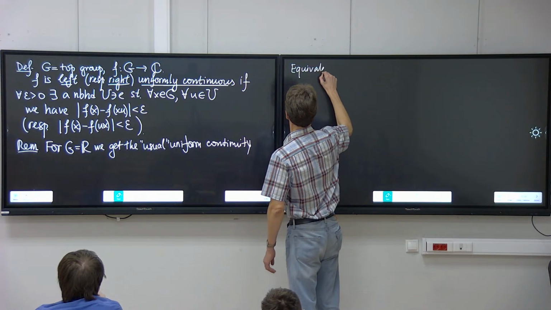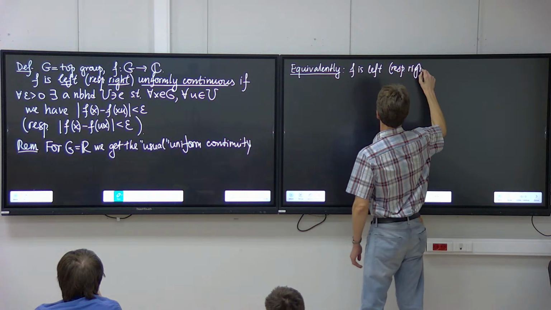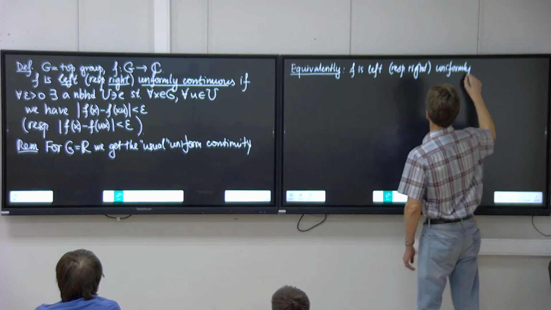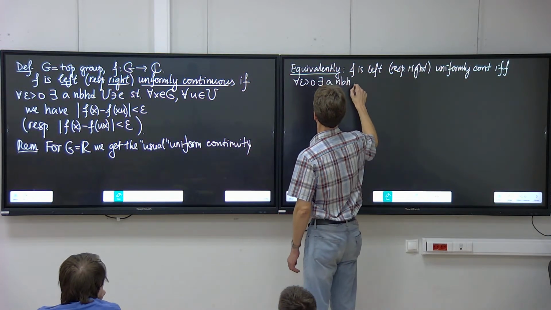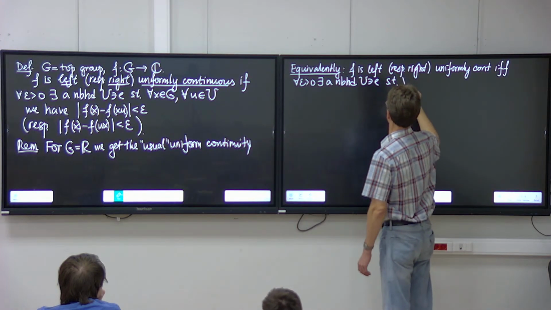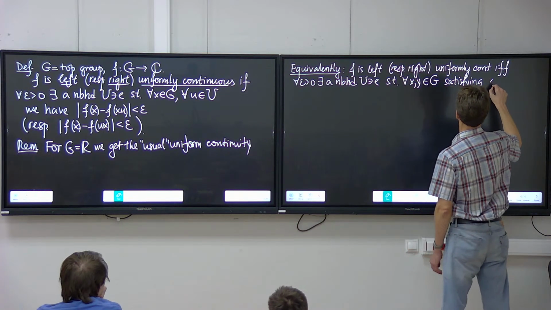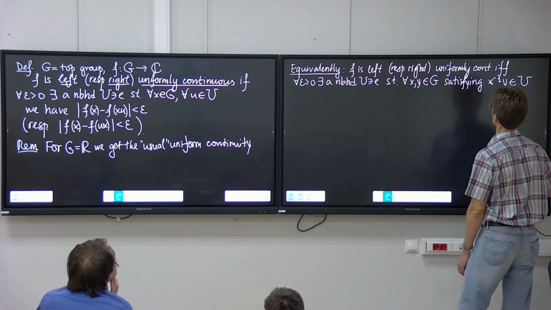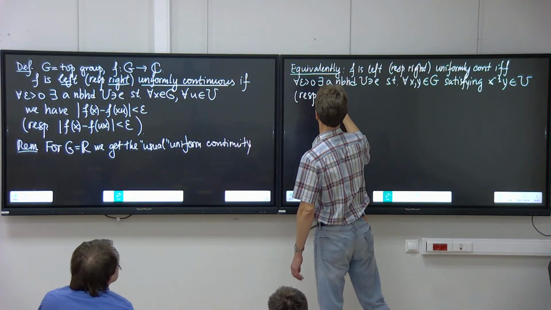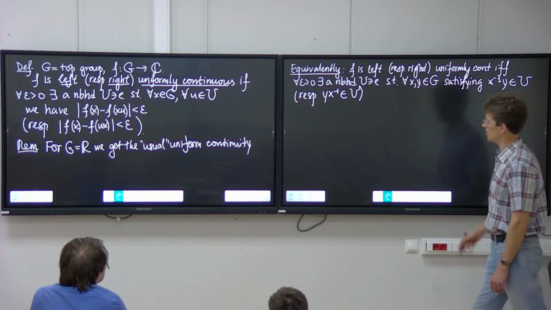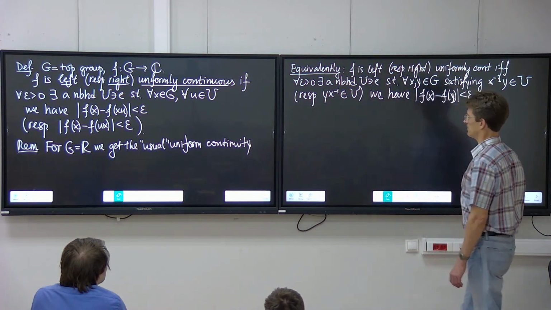Equivalently, f is left, respectively right, uniformly continuous if and only if for every positive epsilon there is a neighborhood U of the identity such that for all x and y in G satisfying the following condition, x inverse y belongs to U. This is for the left uniform continuity, and for the right uniform continuity we must take y x inverse belongs to U. So for all such pairs x and y, we have |f(x) - f(y)| < epsilon. This is just an equivalent form of writing this definition.